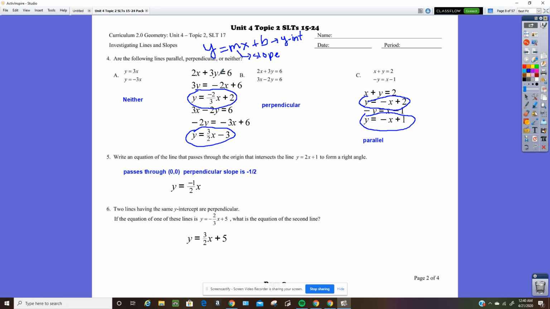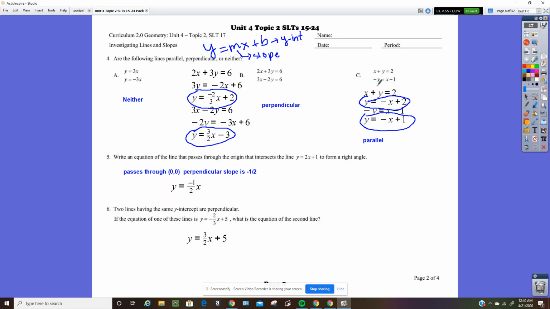This line right here, solving for y, subtract 2x from each side, you have 3y equal negative 2x plus 6. Then divide both sides by 3, and you end up with y equal negative 2/3 x plus 2. So in slope-intercept form, that's the top line. And then the bottom line, if I subtract 3x from both sides, I have negative 2y equal negative 3x plus 6, and then divide both sides by negative 2, and you have y equal 3 halves x minus 3. So if I look at the two slopes here, they're negative reciprocals, so those two are perpendicular to each other.